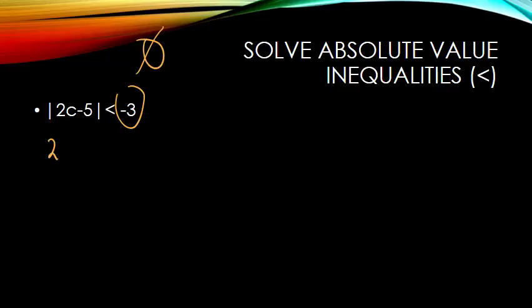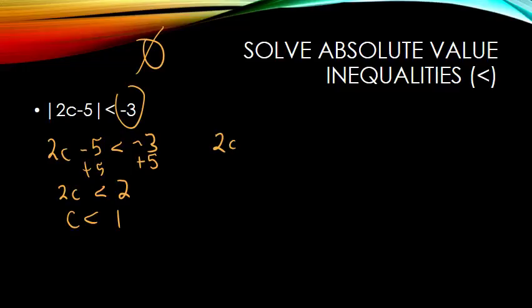So let's go: 2c minus 5 is less than negative 3. This is our first case. I'm going to add 5 to both sides, and then we're left with 2c is less than 2, and so c is less than 1. That's case 1. Now let's look at case 2.